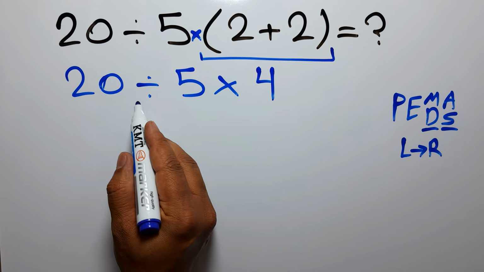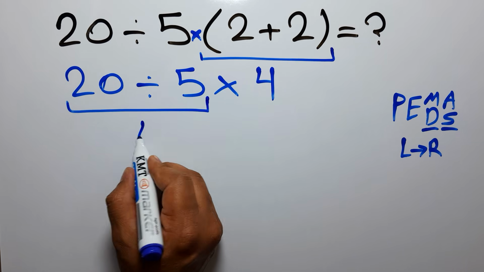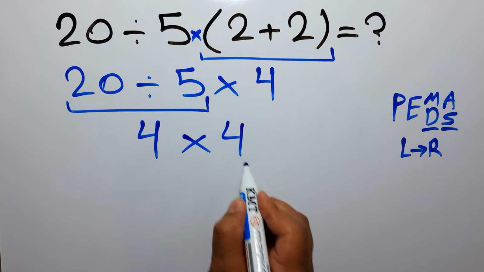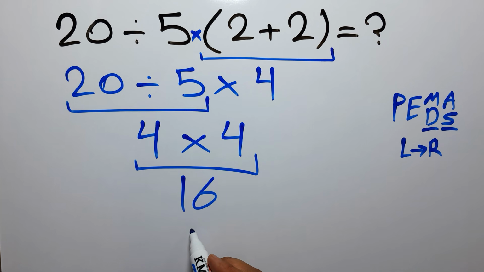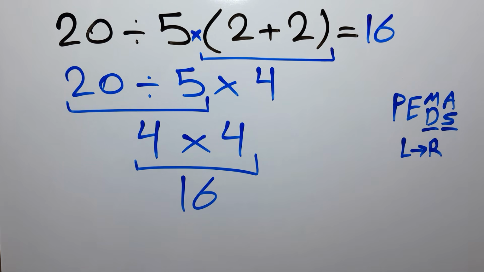So here first we have to do this division. 20 divided by 5 gives us 4. So we have 4 times 4, which equals 16. And this is our final answer to this problem. The correct answer is 16.